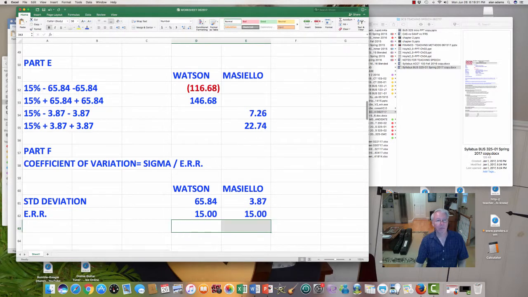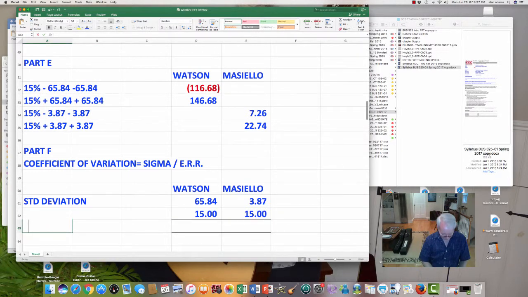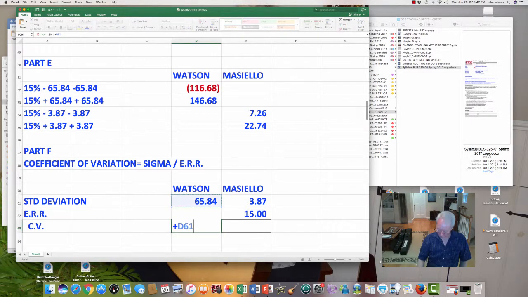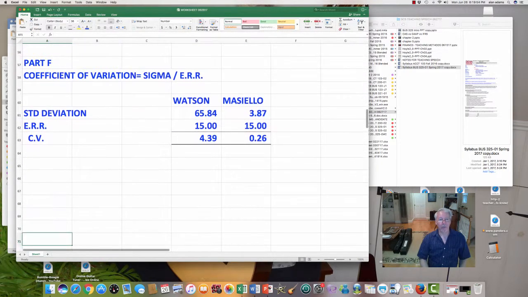Just like that. In spite of its fancy polysyllabic name, the coefficient of variation, which we affectionately call the CV, is as simple as taking the sigma, the standard deviation, divided by the expected rate of return, and let's copy that for Masiello as well, 0.26. Again, with the CV, like the sigma, smaller is safer, so the same conclusion is returned. Watson is riskier, Masiello is safer with a very, very low CV as well as sigma. So this is the riskier stock and this is the safer stock, all things equal.